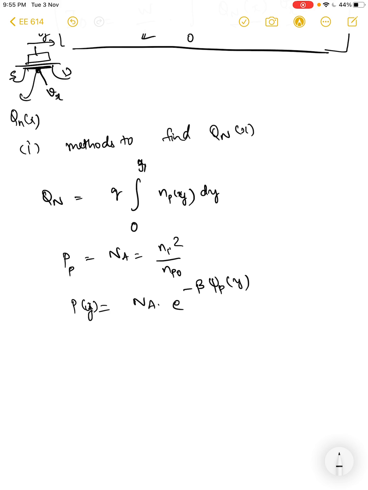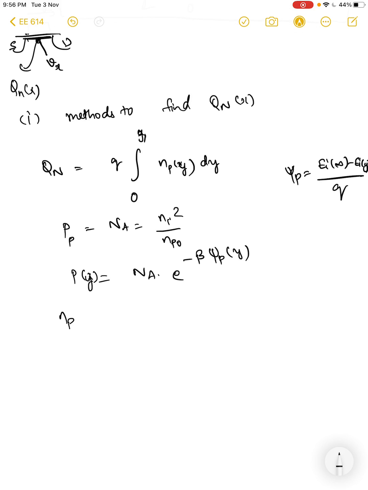We know that psi p is Ei of infinity minus Ei of y, divided by q. It is a deviation of the intrinsic energy level from the bulk to the surface, right? So this is something that we have previously seen in the metal oxide semiconductor treatment. And Np of x is Np naught e power beta psi p, but here we also add beta Vd.